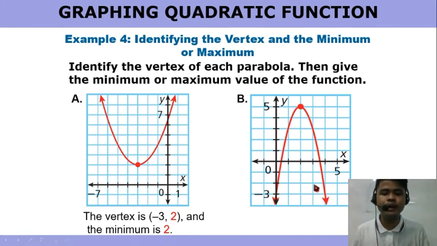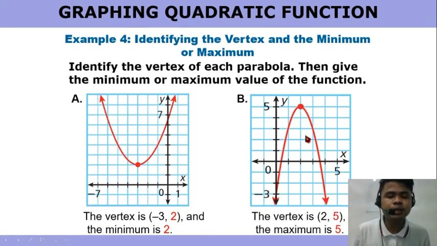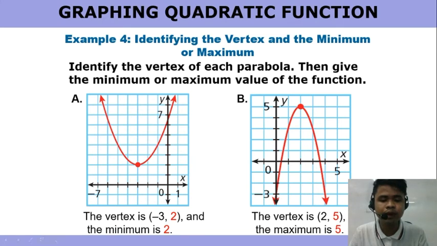The next, we have letter B. So, ito yung itsura ng graph ng letter B. Ito yung parabola niya. It opens downward. So, let's identify the vertex. Nasa positive 2, then 5 coordinate siya. So, the vertex will be at point 2, 5. And as to what I have said kanina, if the parabola opens downward, then the y value will be the maximum. Magkakaroon lamang ng maximum value if the parabola opens downward. So, the maximum value will be the y value, which is 5.